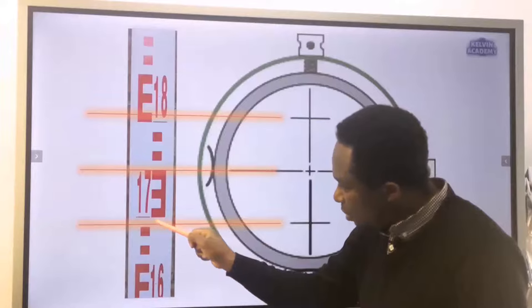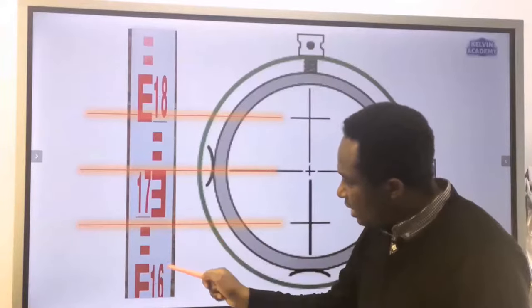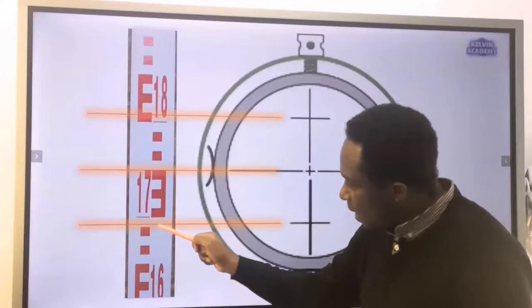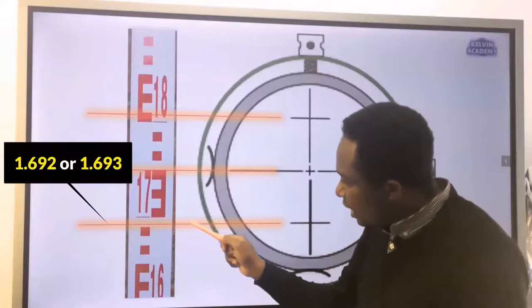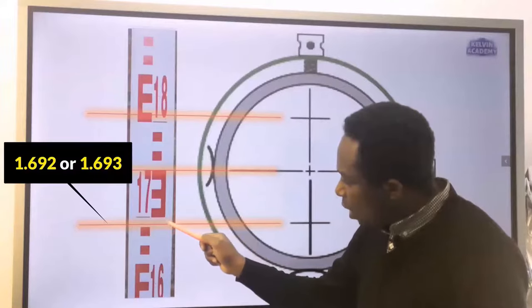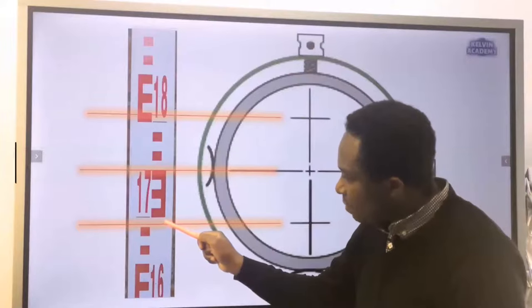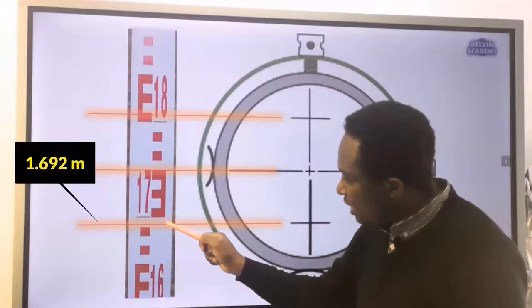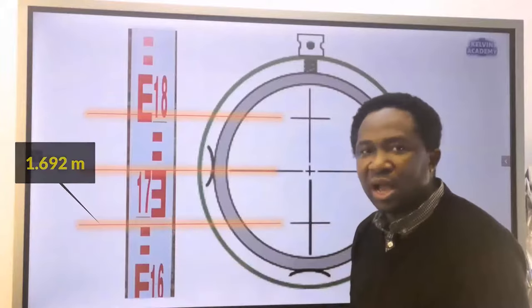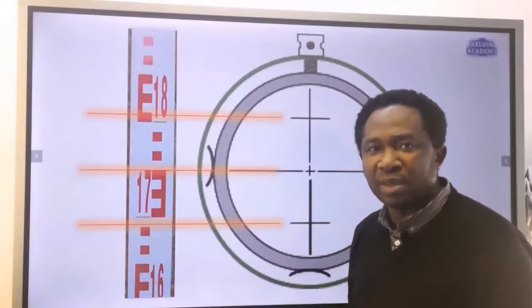It is below 1.695 and above 1.690. Someone can accept this as 1.692 or 1.693. I'm going to accept 1.692 as the value for our bottom hair.